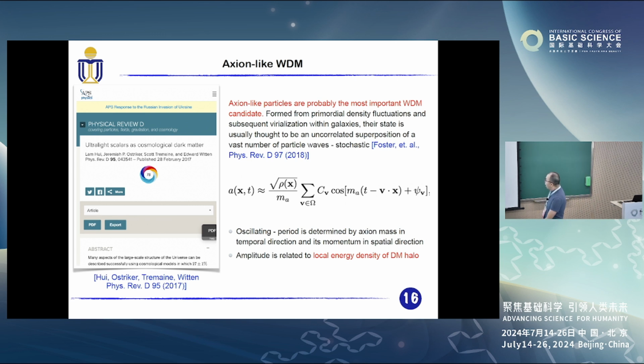Okay, and even though in the last literatures the profile for wave dark matter within our galaxy has been studied a lot, one common feature from these studies about wave dark matter is that its profile is oscillating. And here, the period is determined by the mass of the axions in the temporal direction, and by its momentum in the spatial direction. And as for its amplitude, it is related to the local energy density of the dark matter halo.